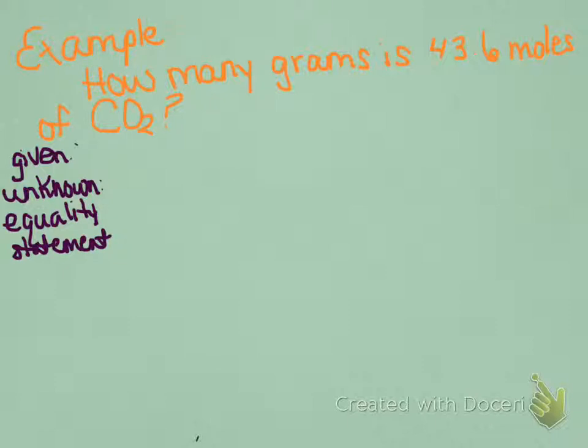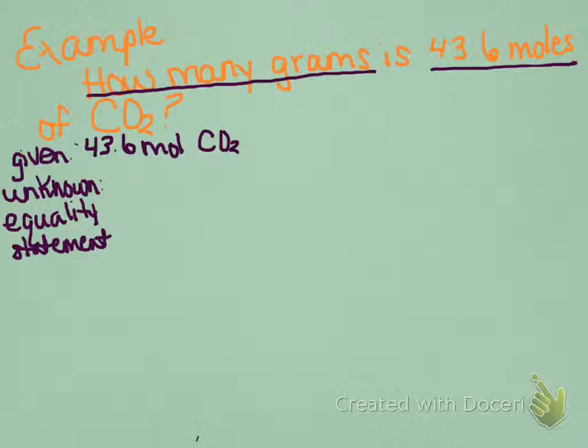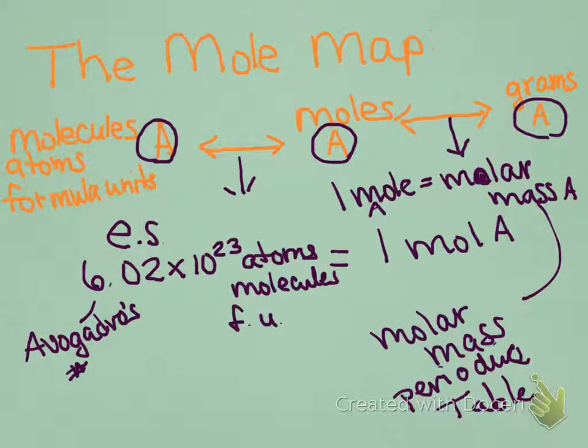So, my given, again, always the number. In this case, 43.6 moles of CO2. My unknown is what I'm asking a question about. So how many grams of CO2? And then I need an equality statement. So I need to go between grams and moles. I want to look back at my mole map.